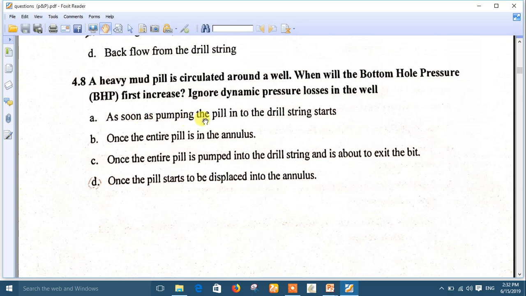Number A, as soon as bumping the bill into the drill string starts. This is not right. Okay, there is drill string, so this is no problem. Once the entire bill is in the annulus, means all the bill, which is not the right answer because I told you once it comes to the annulus, this is the right answer. Once the entire bill is bumped into the drill string and it's about to exit, this is not the answer. But once it comes out of the bit, so once the bill starts to be displaced into the annulus, this is the right answer. So the right answer here is number D.